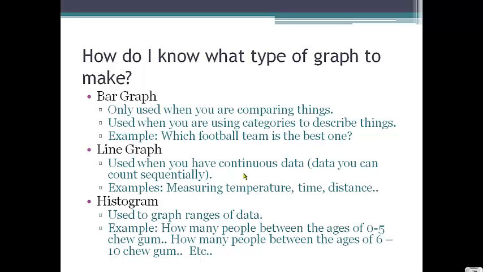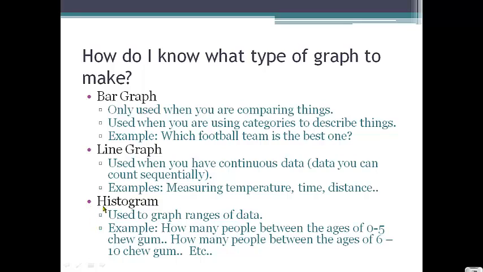If I'm measuring something that you can actually count, so I can count 1 foot, 2 feet, 3 feet, 4 feet, 5 feet, 6 feet, or I can count 10 degrees, 20 degrees, 30 degrees, 40 degrees, or I can count it took 1 second, 2 seconds, 3 seconds, 4 seconds, 5 seconds. If you're doing something that you can count sequentially, then you're going to use a line graph. Okay? And a line graph basically has a line that connects all of that data.